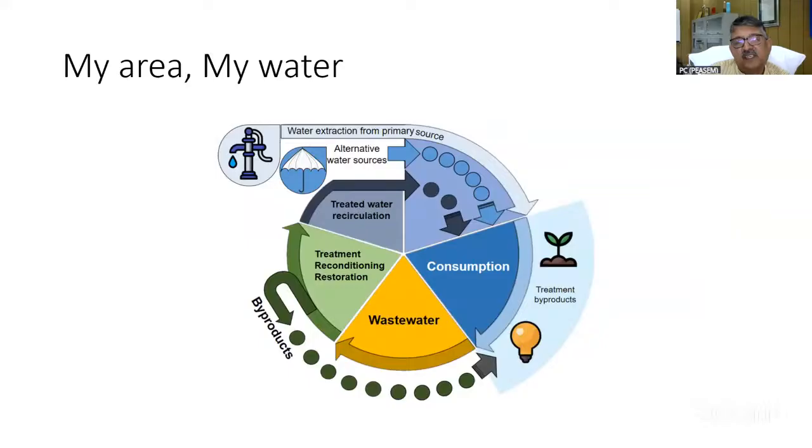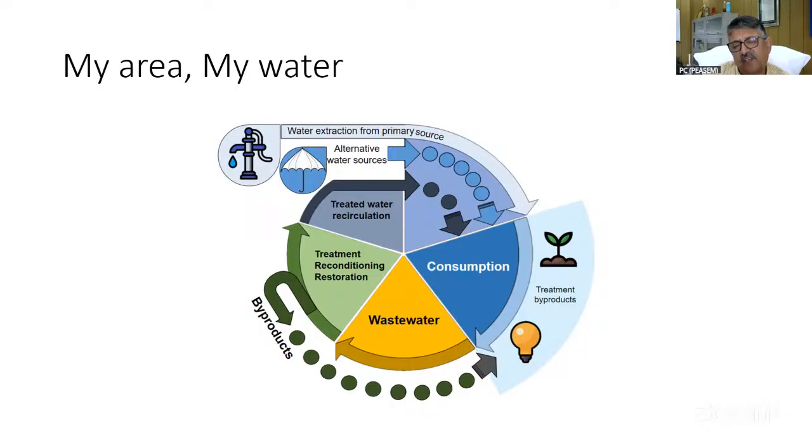Another thing is my area, my water. We have to follow the circular economy of water. We can have water from the groundwater, or the surface water, or whatsoever rainfall is falling in my area. Each thing has to be accounted for, and then it has to be recirculated again and again in my system only, so that I do not waste any amount of water.